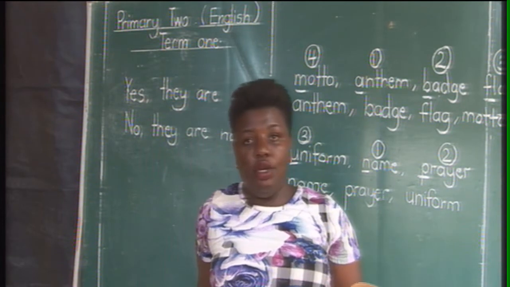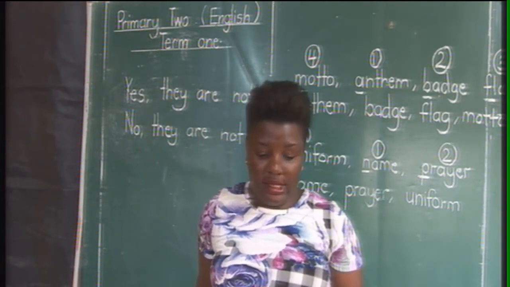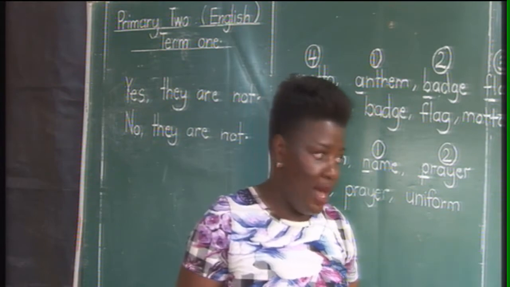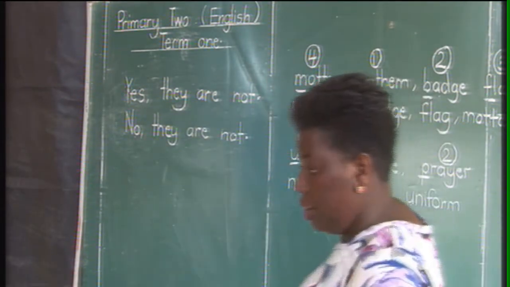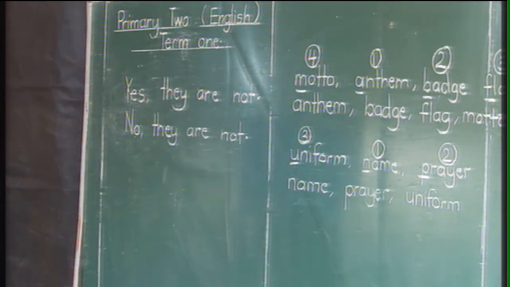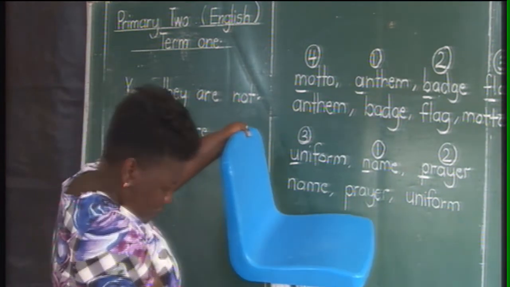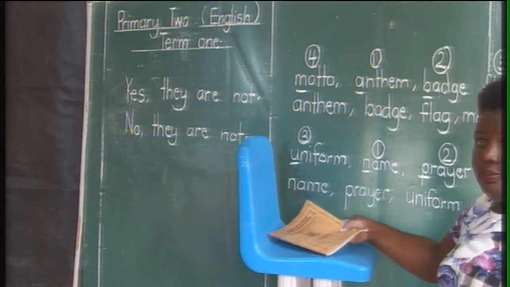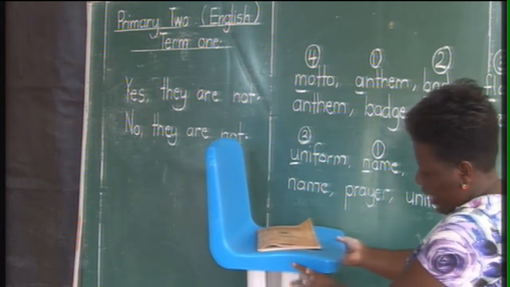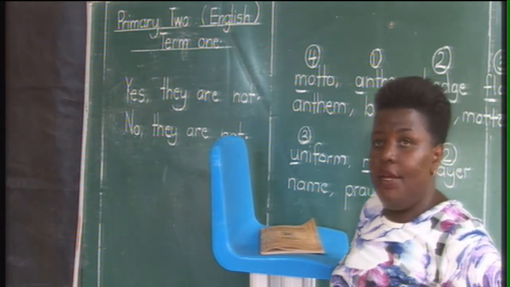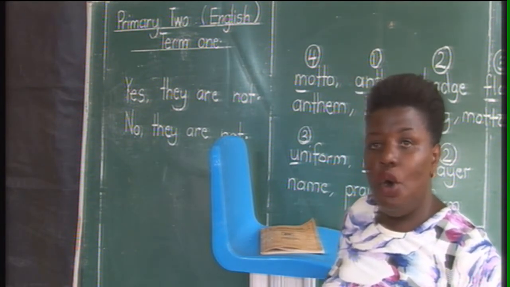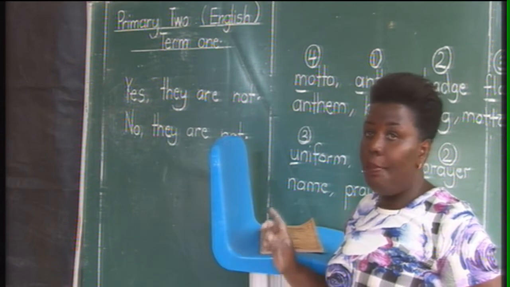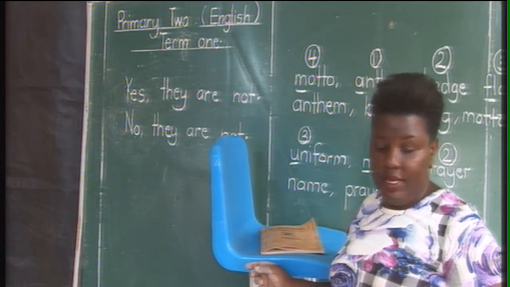Preposition of place. When you talk of preposition of place, these are words that show a place or a position of something. I have my chair here. When I put my book on top, and then I ask, where is the book? I know your response will be, the book is on the chair. The word on is a preposition. It is showing us where we've placed something.